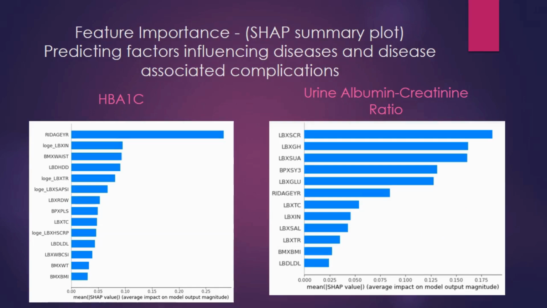Feature importance SHAP summary plot predicting factors influencing diseases and disease-associated complications. This uses SHAP plots to rank which factors have the highest average impact on AI models' output, such as age and insulin for HbA1c prediction and serum creatinine for the urine albumin-creatinine ratio.